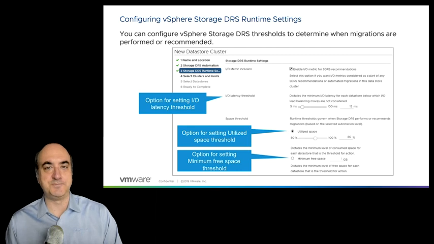But in any case, most of the settings are right here in the storage DRS runtime settings page. This is where you set all the different key parameters. For instance, that first one, enable I/O metric monitoring, right? So that's the ability to look for performance considerations when it comes to storage vMotion. If you uncheck that, it will only do capacity monitoring and nothing else.